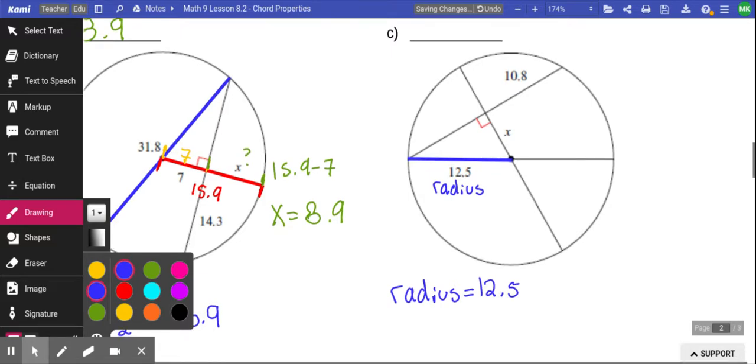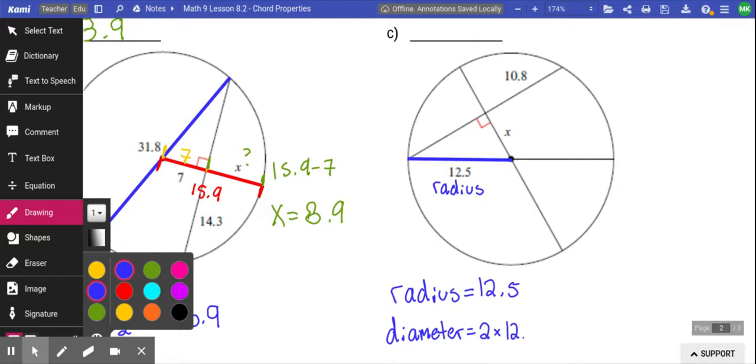If the radius equals 12.5, then the diameter is double that. So the diameter equals 2 times 12.5, which should equal 25. Maybe that helps, maybe it doesn't, who knows. Okay, looking back at my picture, I'm trying to find x, which is this gap right here.